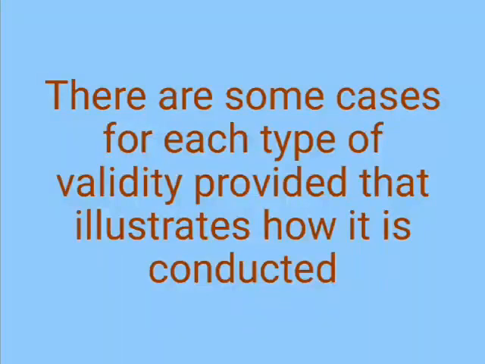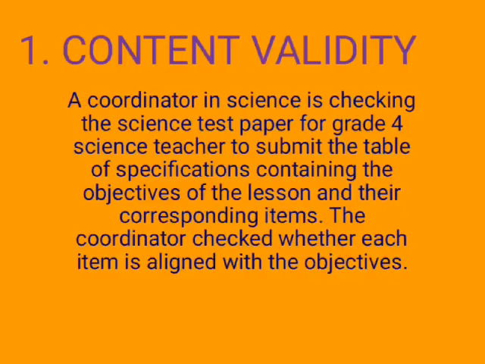There are some cases for each type of validity provided that illustrate how it is conducted. First is content validity. A coordinator in science is checking the science test paper for grade 4. The science teacher submits the table of specifications containing the objectives of the lesson and their corresponding items. The coordinator checks whether each item is aligned with the objectives.